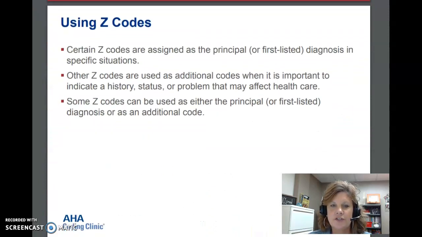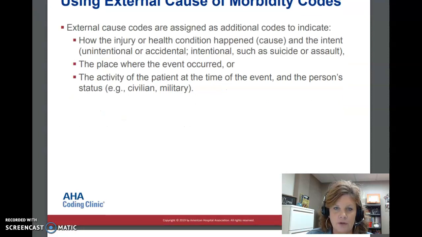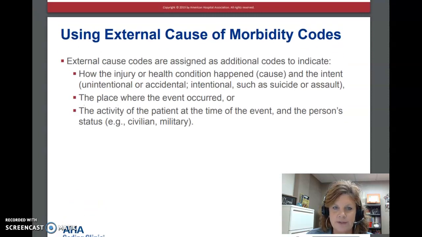So in certain situations, Z codes can be assigned as principal diagnosis. Different things, like if somebody's being admitted for chemotherapy, or if we have the birth status of a newborn, the Z code is going to be principal diagnosis. So just take a couple of notes. It's actually in your book when we go over these different scenarios that you do need it as principal diagnosis. So your external cause codes, they're assigned as additional codes, okay?